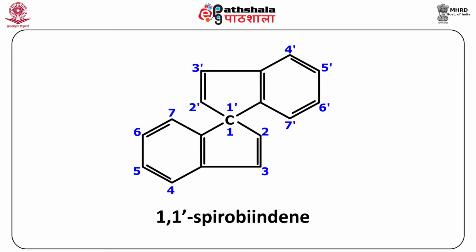The position of the spiro atom is indicated in the name of the spiro compound by placing the appropriate locants before the name. In this example, you can see that we have used 1 prime to number the spiro atom, and the two indene rings are joined at this point. So, the name of this compound will be 1 prime spiro bi indene.